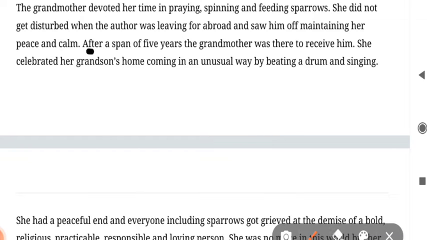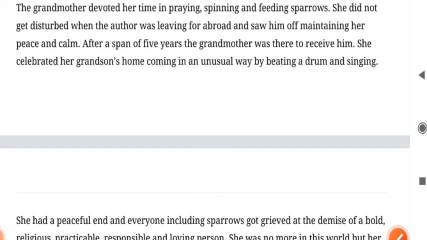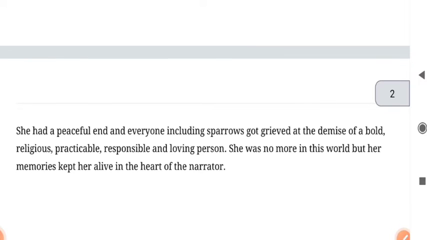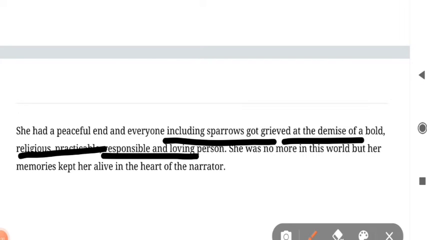Like after a span of 5 years, the grandmother was there to receive him when he was returning, and she went to the airport to receive him. She celebrated her grandson's homecoming in an unusual way by beating drums and singing. She was beating the drum and singing in order to celebrate the homecoming of her grandson. She had a peaceful end. Everyone, including the sparrows, grieved at the demise of a bold, religious, practical, responsible, and loving person.